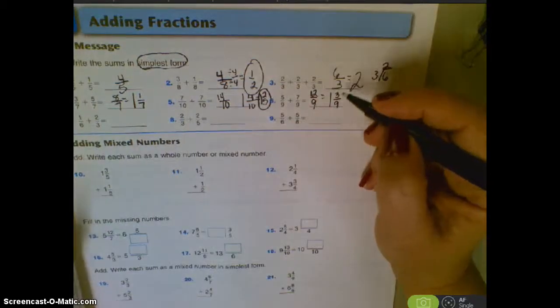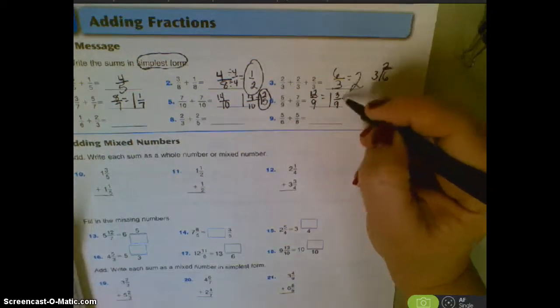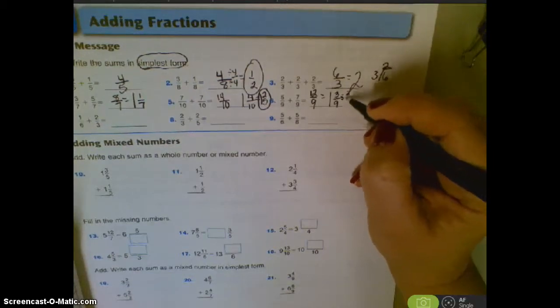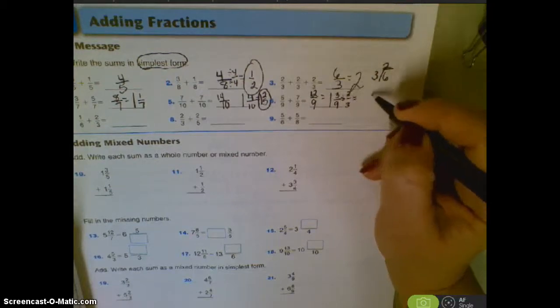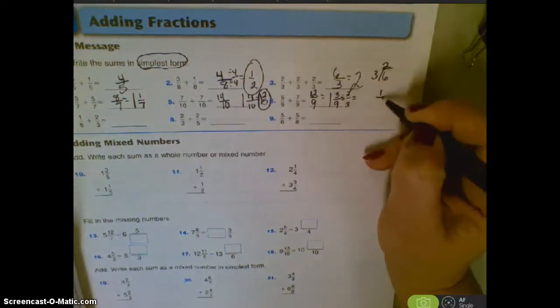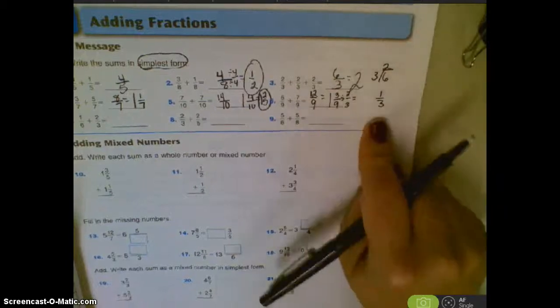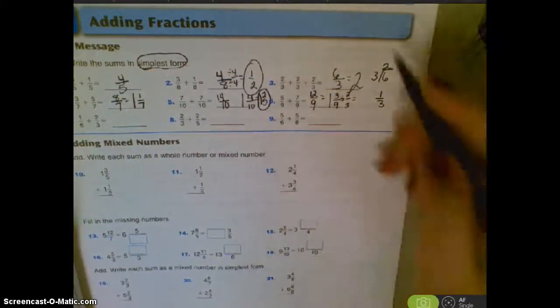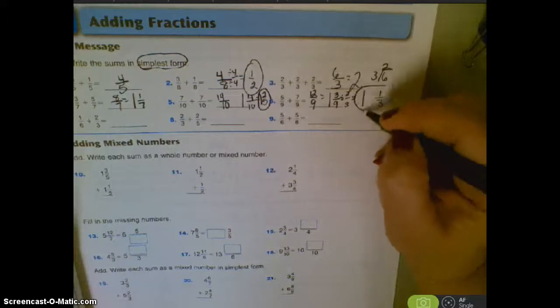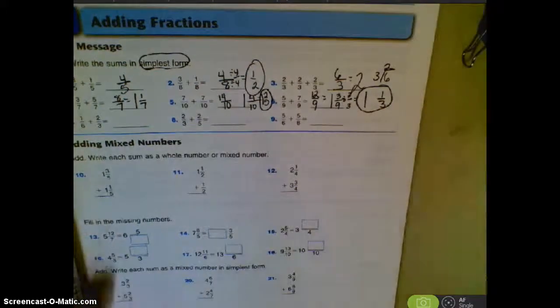Well, 1 and 3/9 can be reduced. 3/9 can be reduced, I can divide both of these, sorry, I'm skipping a step. I can divide these both by 3 over 3. 3 divided by 3 is 1. 9 divided by 3 is 3. So 3/9 and 1/3 are equivalent fractions, and I can keep my 1 whole. I'll just rewrite it as 1 and 1/3 for a final answer.